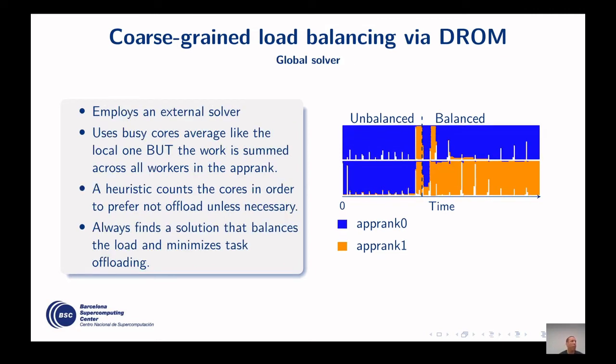The global solver, on the other hand, employs an external application to do the distribution. It uses the average like in the previous approach, but the work is summed across all the workers in the app rank. There is a heuristic in the application to minimize the offloading to only when it is necessary, and it always finds a solution to balance the load. We can see here in the example on the right that as time progresses, the application gets balanced, but without offloading work unnecessarily.